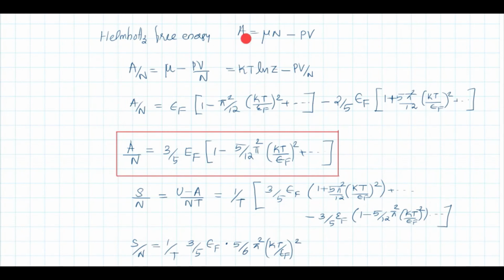Now we can calculate Helmholtz free energy. It is given by A equal to mu N minus PV. So Helmholtz free energy per particle, A by N, is mu minus PV by N. What is mu? It is kT log z, which in the second approximation is EF into 1 minus pi square by 12 kT by EF whole square plus etc., minus PV by N. PV by N is 2 by 5 EF into 1 plus 5 pi square by 12 kT by EF whole square plus etc.